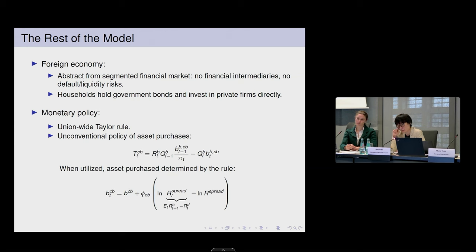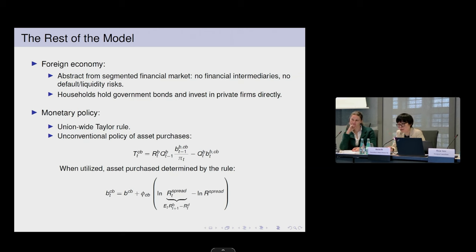Importantly, we introduce an unconventional policy of asset purchase by the central bank. This shows that at each period the central bank can go in the market to purchase the government debt. The cap at T here is either the deferred asset, as what happens now, or the profit you make, at the union level. And we assume that asset purchase is triggered by some kind of rule that depends on the excess return. Because excess return measures the financial constraint, or how tight financial market conditions are, the higher that spread, the larger the asset purchase is. So to capture that in the rule perspective.